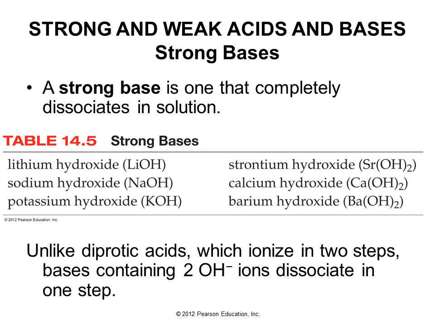Strong and weak acids, and now we look at strong bases. Strong bases are ones that completely dissociate in solution. These are lithium hydroxide, sodium hydroxide, potassium hydroxide, strontium hydroxide, calcium hydroxide, and barium hydroxide. Unlike the diprotic acids, which ionize in 2 steps, you get complete breakup of the bases in 1 step. So calcium hydroxide, when it breaks up, produces 1 calcium 2+ ion and 2 hydroxide ions, 1- each.